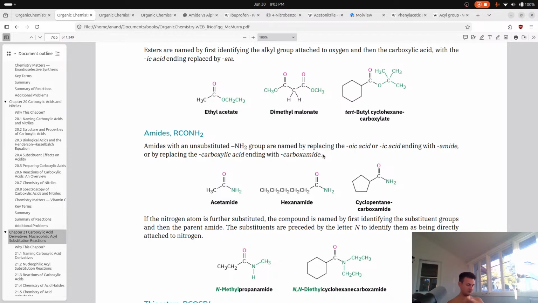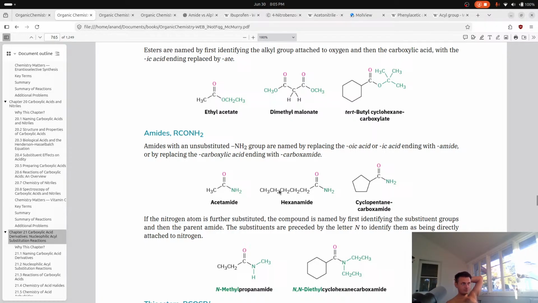All right, so simple one. This is acetic acid. So acetic acid goes to acetamide. This part goes to acetamide. Okay. Acetamide.